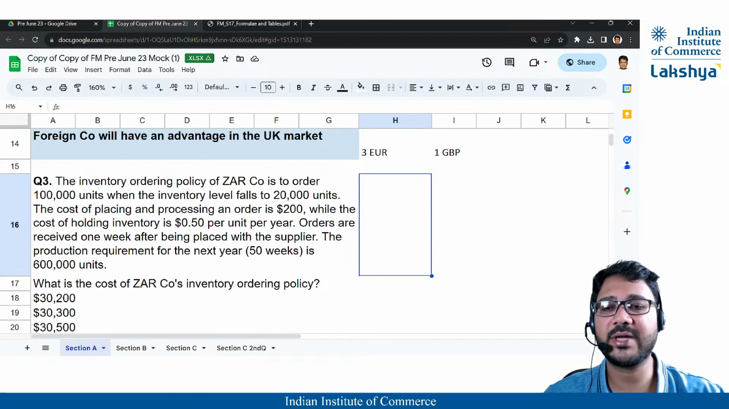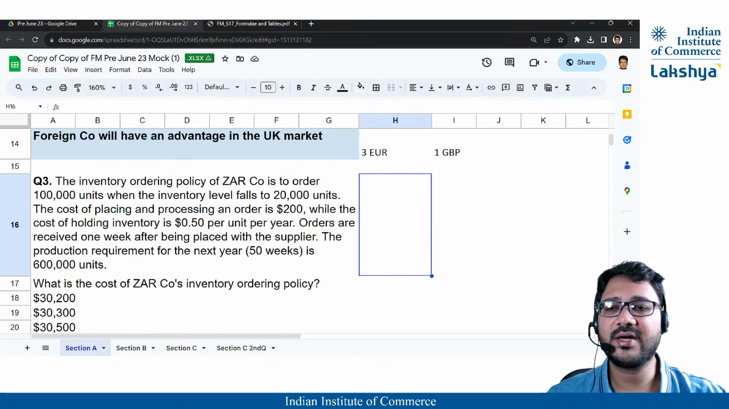The production requirement for next year, where we consider 1 year to be 50 weeks, is 600,000 units. So annual demand is 600,000 units. Then our lead time is 1 week. Our cost of holding is 50 cents per unit per year.